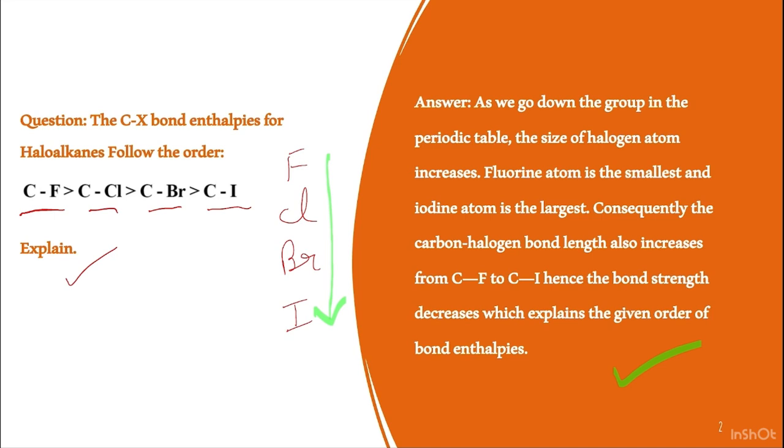So, you will write: as we go down, the size of the halogen atom increases, fluorine being the smallest, iodine being the largest, hence the strength of the carbon-halogen bond decreases from top to bottom like this.